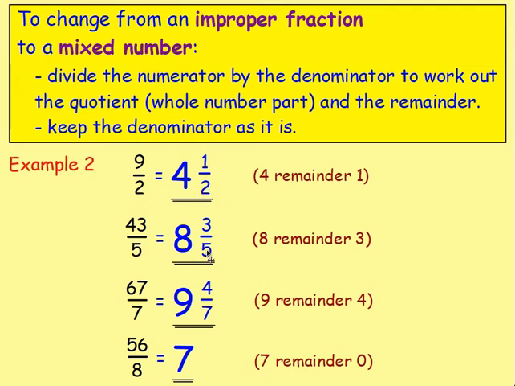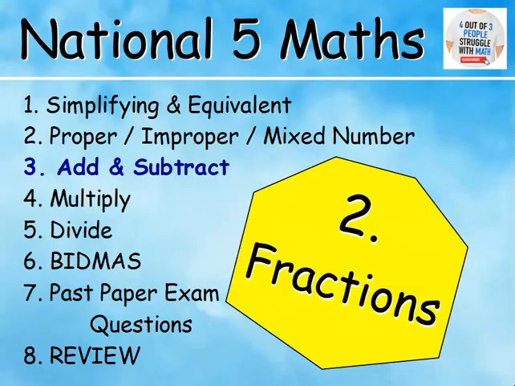So you can see here your fifths. So the denominator here is fifths. This is sevenths, keep it as sevenths. This one here, 56 divided by 8, goes 7 times. There is no remainder. Really, that one there is not a mixed number. It's just going to be a number, but sometimes you will find that there will be no remainder, and you would just write that with the whole number.